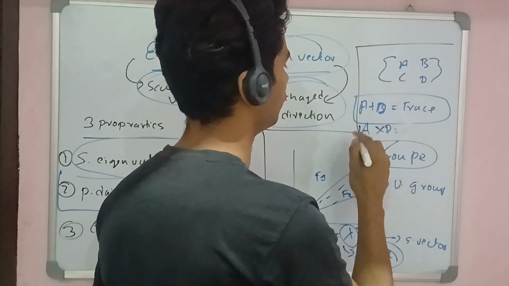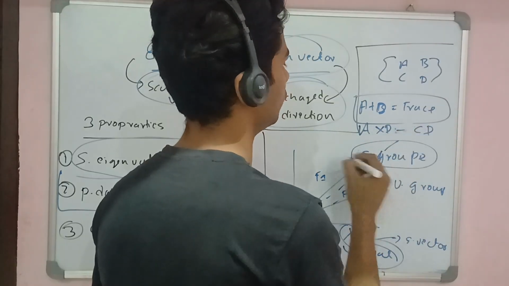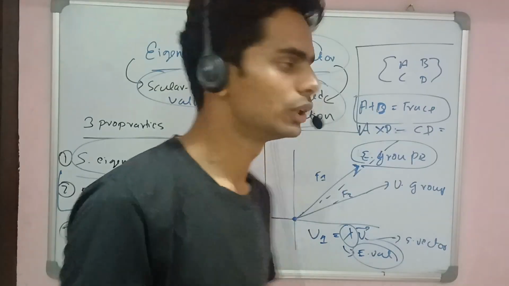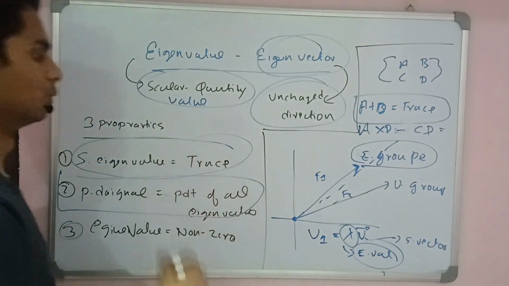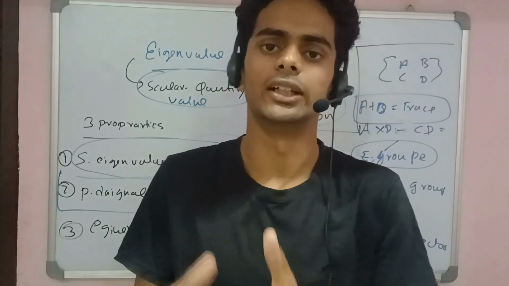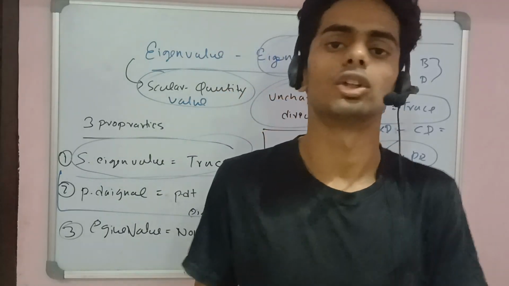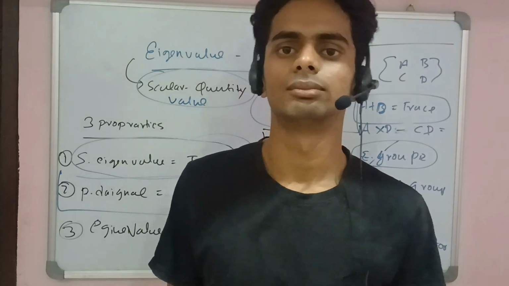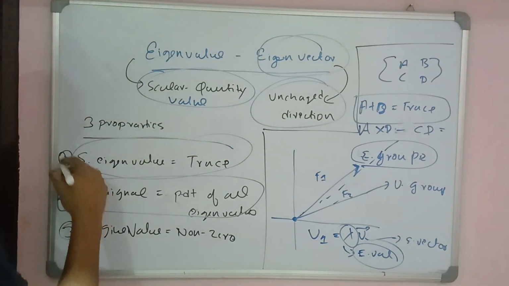The second thing is the product of diagonals, the determinant: A into D minus C into B. That is equal to the product of all eigenvalues. So if you take the product of all eigenvalues, you get the same value as the determinant of the matrix. Okay, the second thing is done.